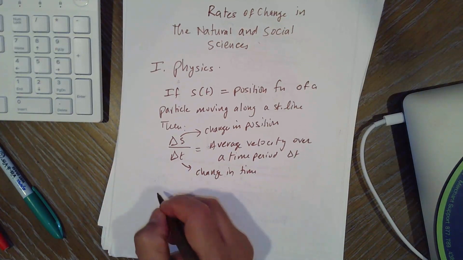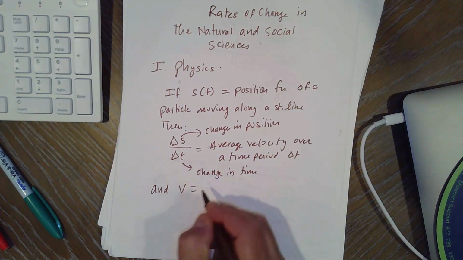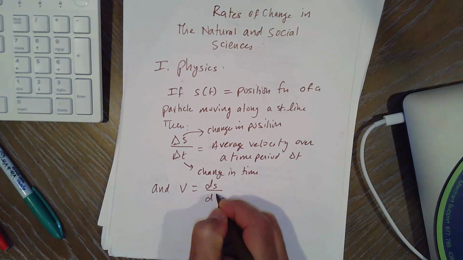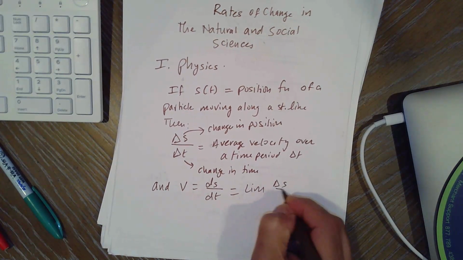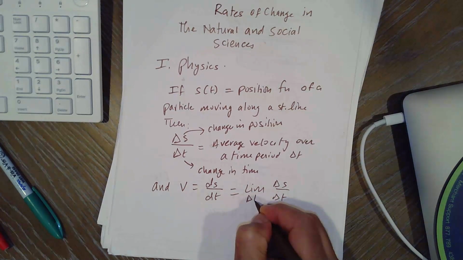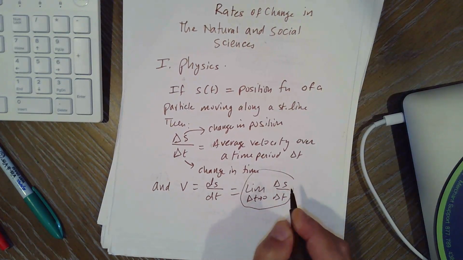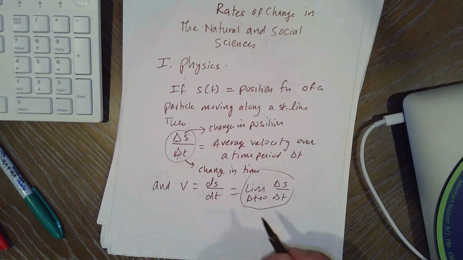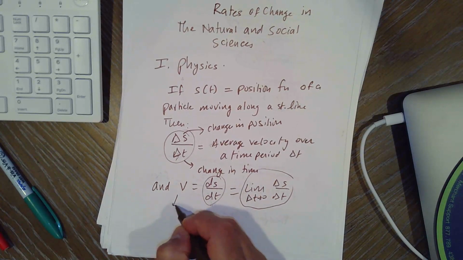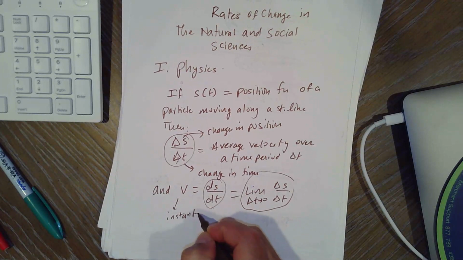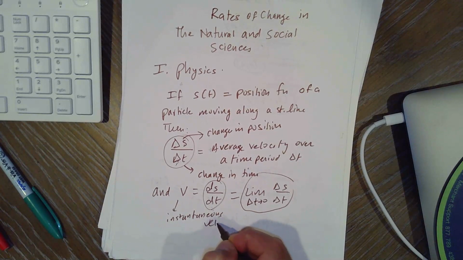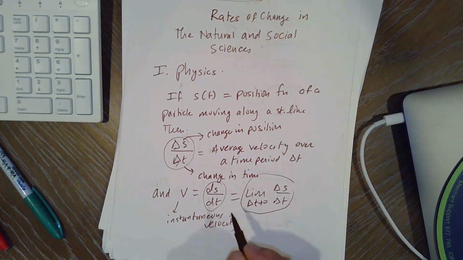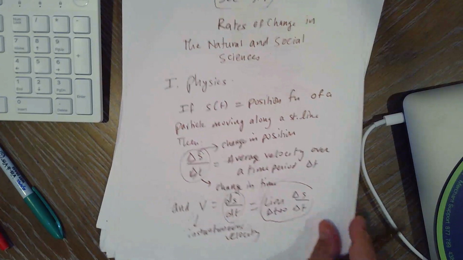Okay, and v, the velocity, is the derivative of position with respect to time, which is the limit of delta S over delta t as t goes to 0. Remember, this is what we used to call average rate of change. This is instantaneous rate of change. So this is instantaneous velocity. When we go to the limit, we get instantaneous. When we do average, we get average rate of change.